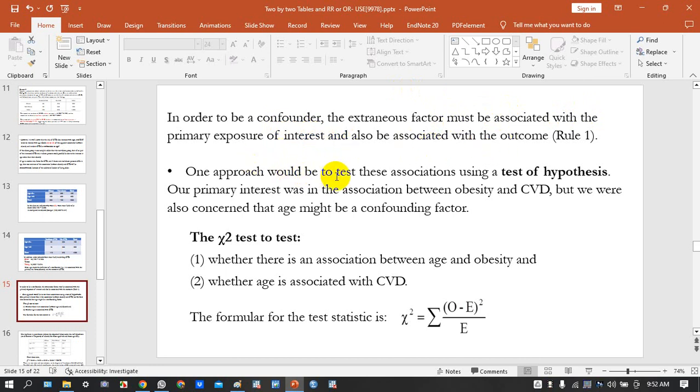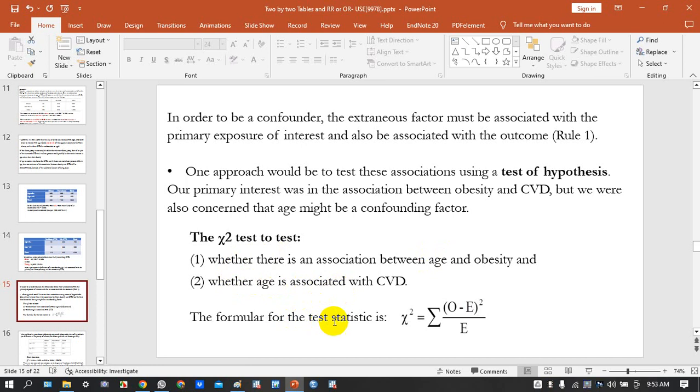One approach would be to test this association using a test of hypothesis. Our primary interest was in the association between obesity and cardiovascular disease, but we were also concerned that age might be a confounding factor. The chi-square test is what we are going to use, to establish whether there is an association between age and obesity. Also, is age associated with cardiovascular disease? So the predictor, exposure or risk factor is obesity, and cardiovascular disease is the outcome.